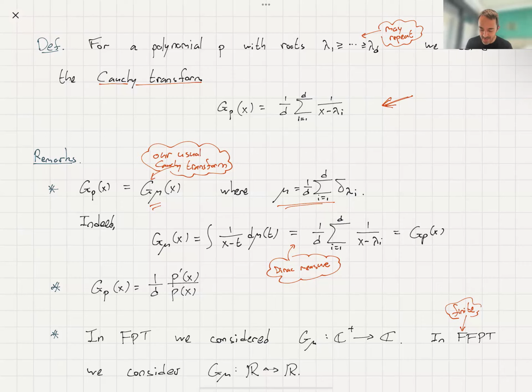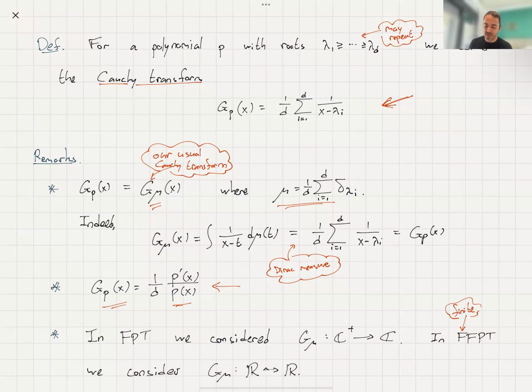And there is a nice little formula that you can easily prove, which relates the Cauchy transform to the polynomial itself. It's an easy calculation: namely, the Cauchy transform is a normalized version of the derivative over the actual polynomial.